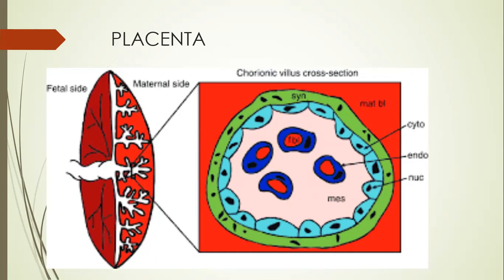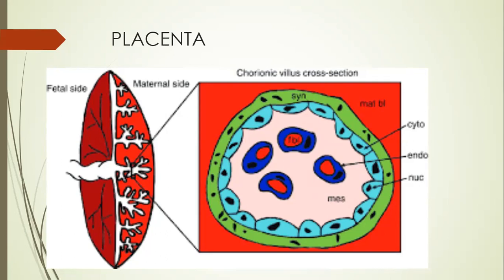Why is there a grayish spot inside the placenta? Because of calcium deposition. And the placenta is a specialized part of the chorion.